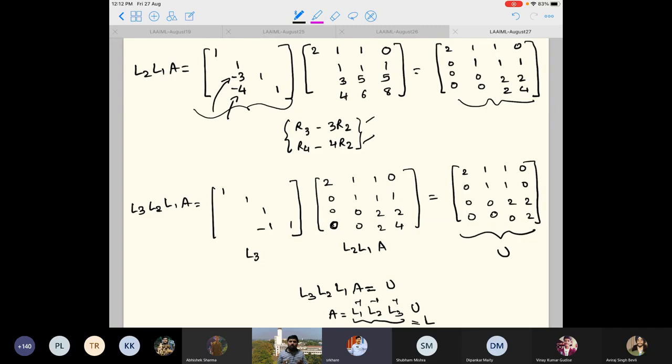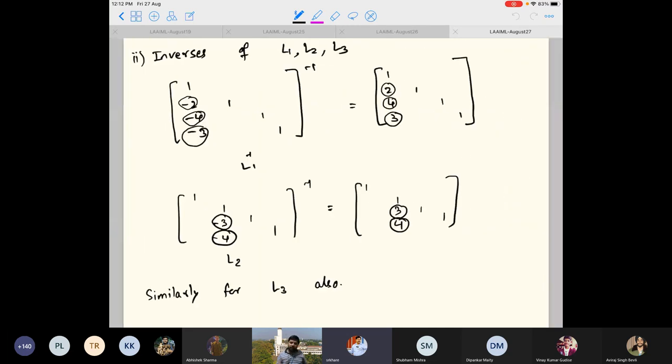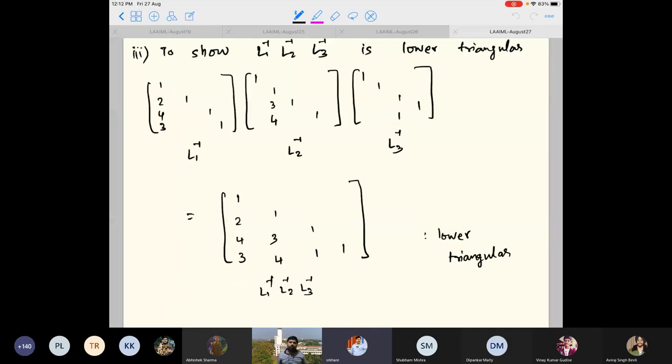Is that right? So what we have actually shown here is that Gaussian elimination is same as LU decomposition, and you have been able to compute L here. Is that okay? Do you understand what just happened here?